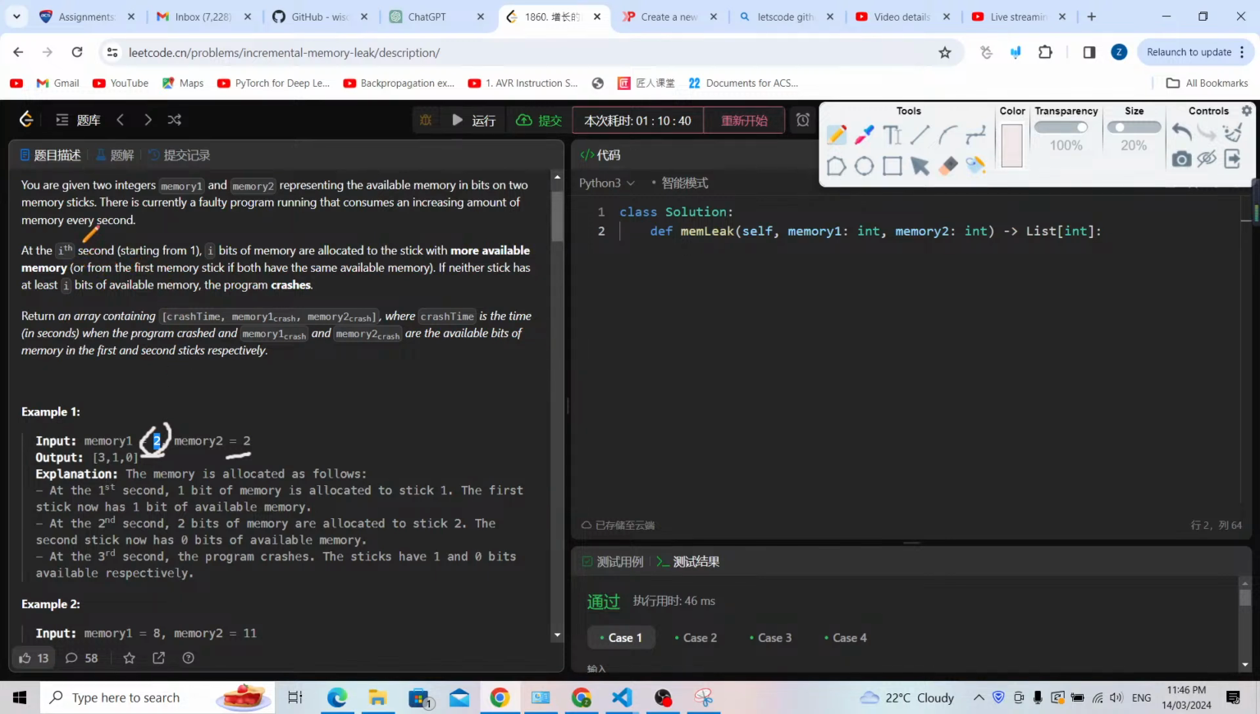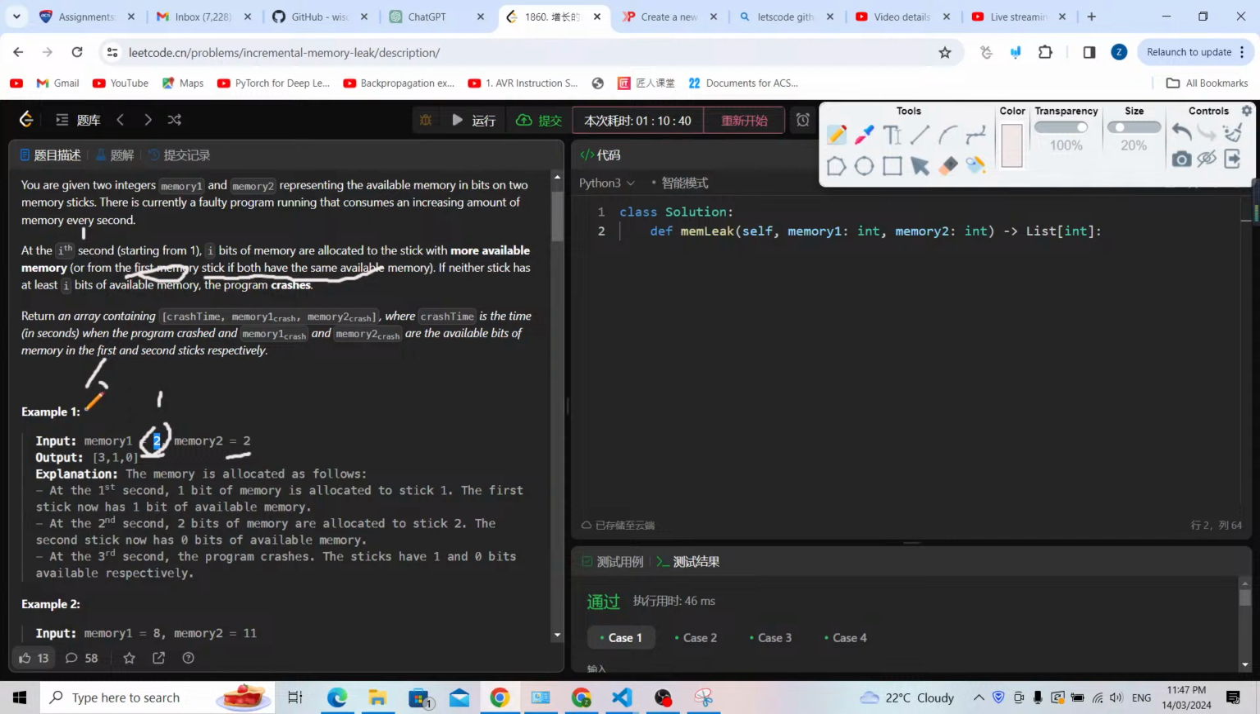At the i-th second, for example, at 1 second, the i bits of memory are allocated to the stack with more available memory. So this means if memory 1 has more available memory, we're gonna always choose the more available memory first. If they are equal, we're gonna choose the first memory. Yeah, so in this example, if memory 1 is 2, we're gonna choose memory 1. So 2 minus 1, it is 1. Yeah, so this is the first second.